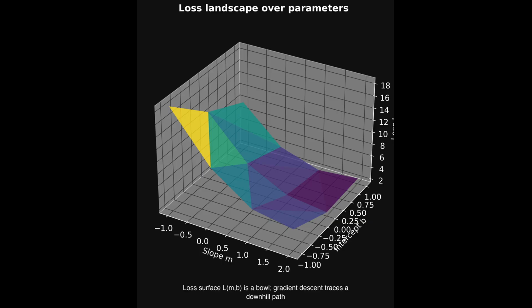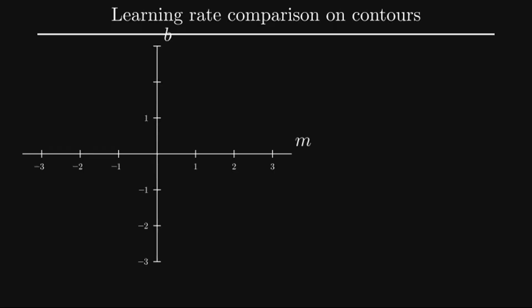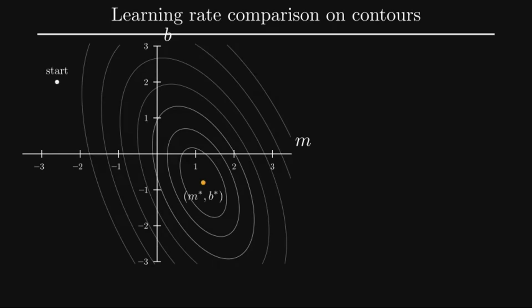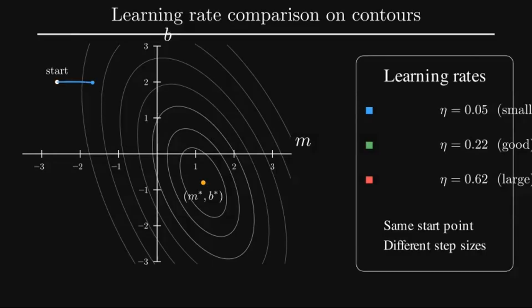Gradient descent is like walking downhill on this surface. The path bends because the steepest direction changes as you move. The step size matters. If the step is too small, you crawl. If it is too large, you can overshoot and bounce around, sometimes even diverging. The same gradient can be safe with one step size and disastrous with another. This is not theory. You can see it as the path either spirals into the minimum or ricochets across the bowl.